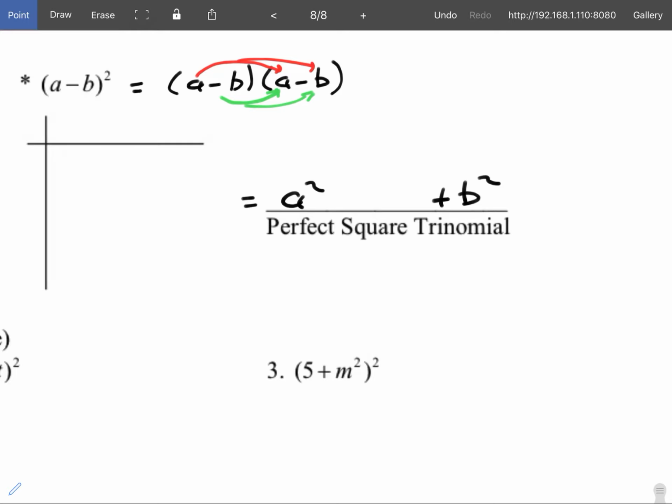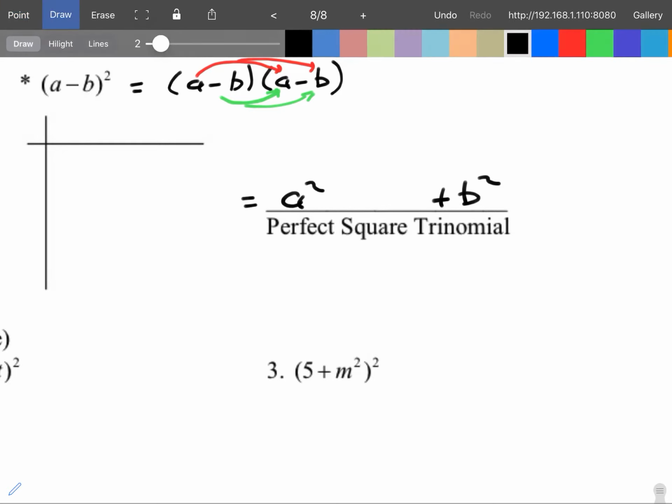Negative ab. Good. Yeah, that gives you a negative ab, and then you double that. So multiply it by 2. That would give you a negative 2ab in the middle. So that's your shortcut, if you want to use it.